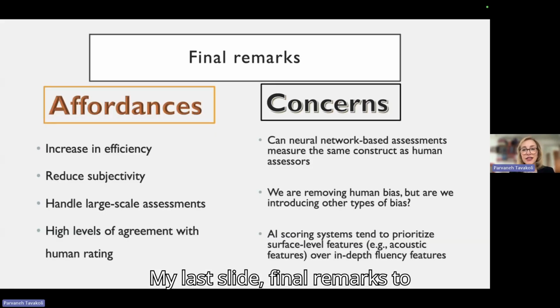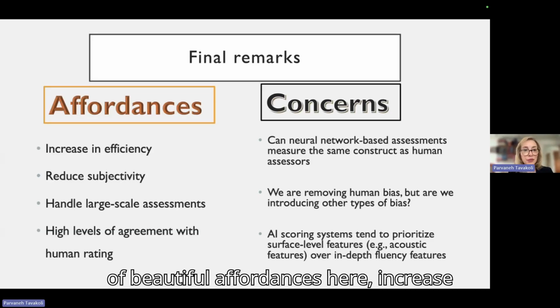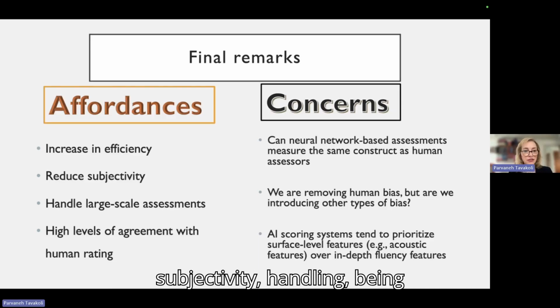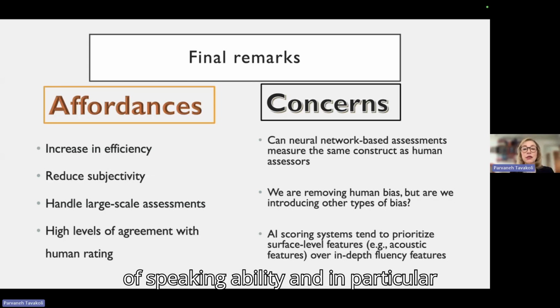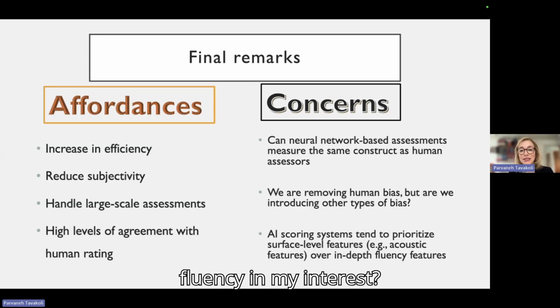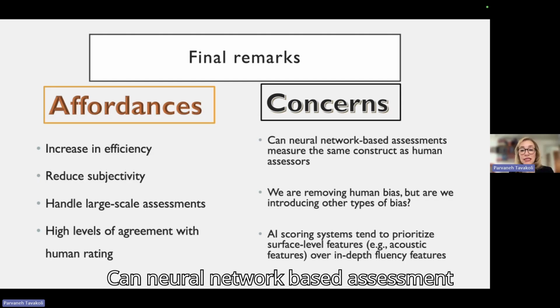My last slide, final remarks to take away. Yes, we've got lots of beautiful affordances here: increase in efficiency, reduced subjectivity, being able to handle large scale assessment, high levels of agreement with human ratings. But do these mean we will have valid, reliable, fair assessment of speaking ability and in particular fluency in my interest? Can neural network-based assessment measure the same construct as human assessors?